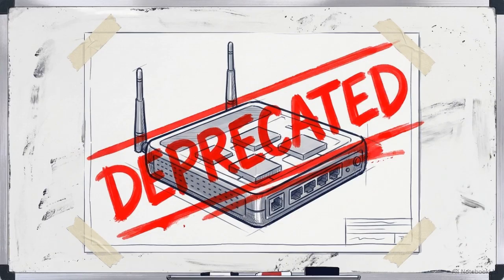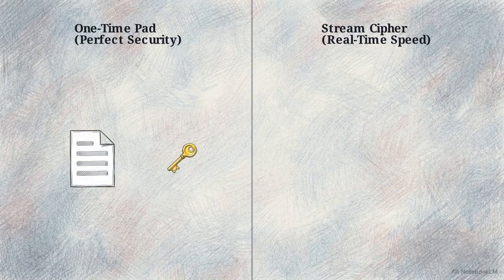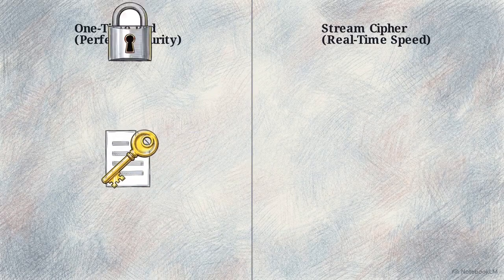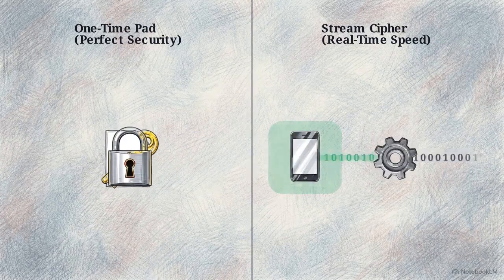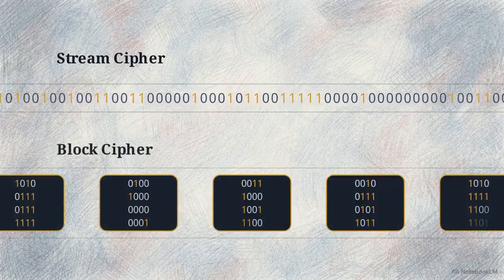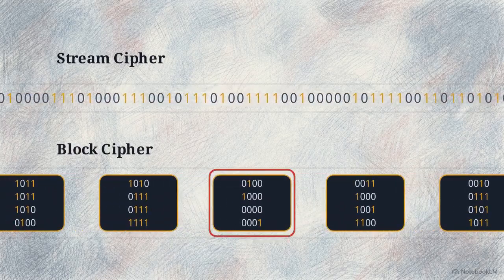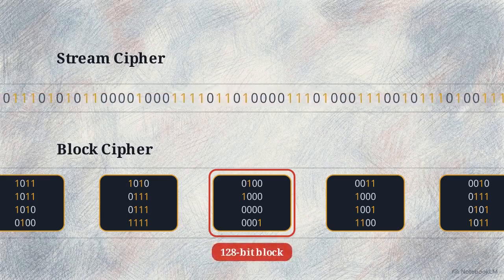The RC4 cipher was once a standard for securing Wi-Fi, though it has since been deprecated due to discovered weaknesses. Stream ciphers sacrifice the perfect mathematical randomness of the one-time pad to achieve the high speeds required for real-time mobile and voice communication. Unlike stream ciphers, block ciphers do not work bit by bit. They encrypt fixed-size chunks of data, typically in 128-bit blocks.